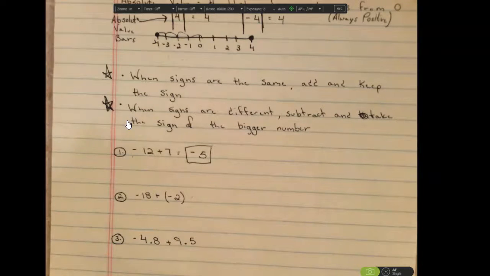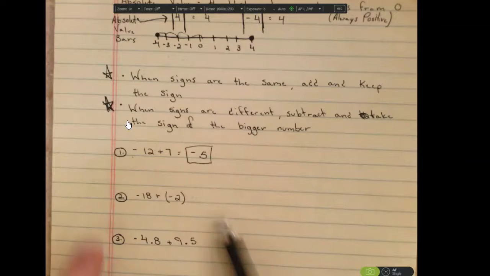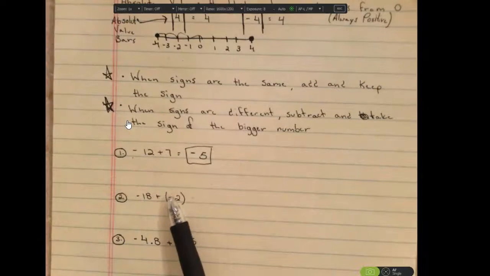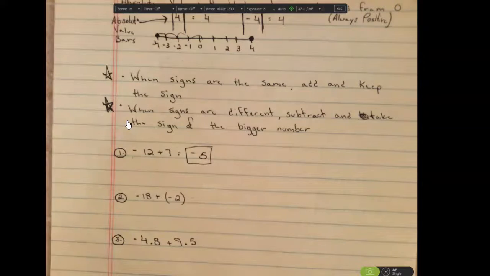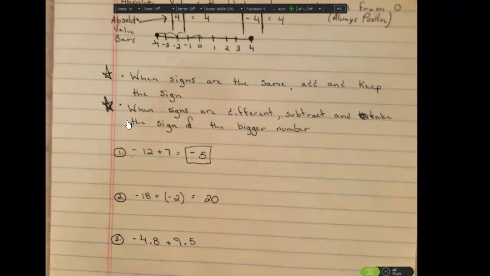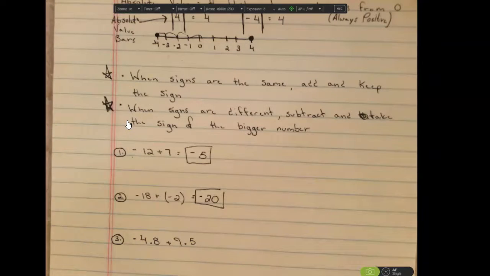Let's look at number 2. Negative 18 plus negative 2. This time, signs are the same. Both 18 and 2 have a negative with them, so those signs are the same. So again, in this next step where we add, I'm not really focusing on the signs in front of those numbers. So 18 plus 2 is going to be equal to 20. Keep the sign. Well, my sign is negative, so I'm going to keep it. So negative 20. There you have it.